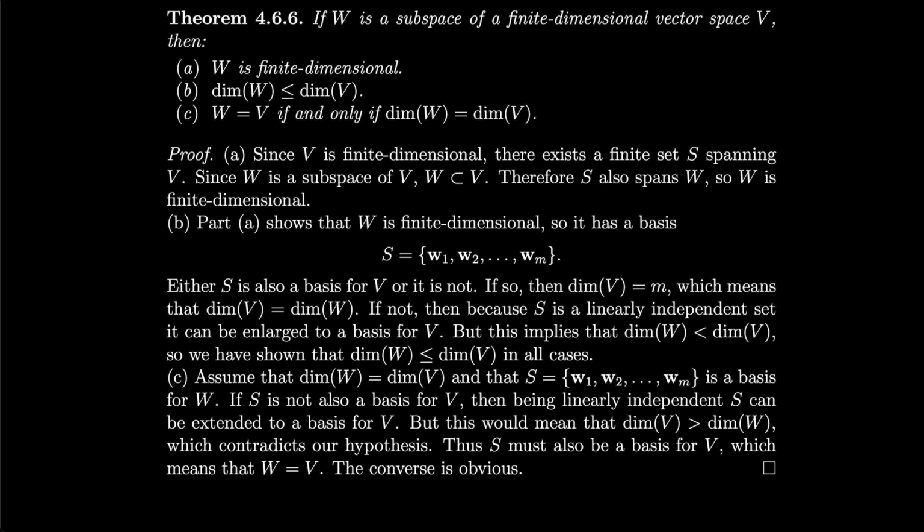Last but not least, how about we assume that the dimension of W is equal to the dimension of V, and that S equals W1 through Wm as a basis for W. If S is not also a basis for V, then being linearly independent, S can be extended to a basis for V. But this would mean that the dimension of V would have to be bigger than the dimension of W, which just contradicts our hypothesis. So that means that S must also be a basis for V, which means that W would have to equal V. And then the converse should be fairly obvious. If W equals V, obviously they have the same dimension.